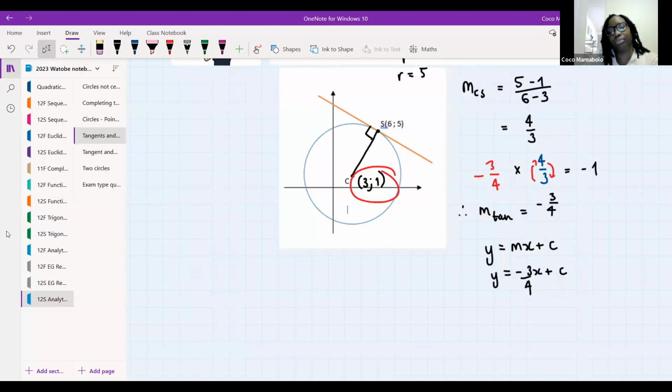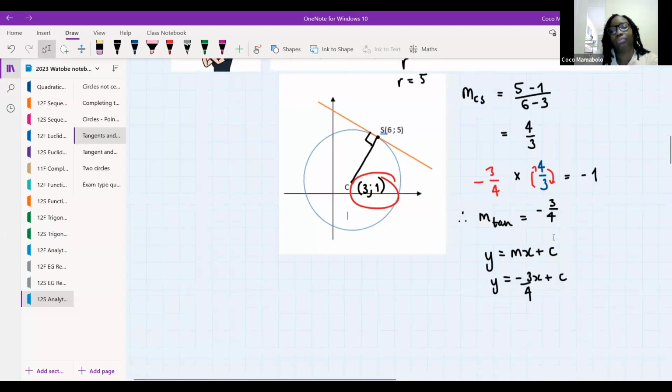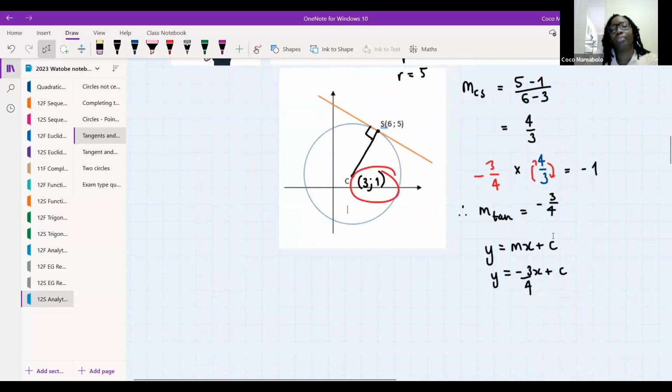Hi, ma'am. I want to ask, when you said something about the radius, and the gradient times the gradient is equal to minus one, and it's always like that, I don't understand why it is always like that.